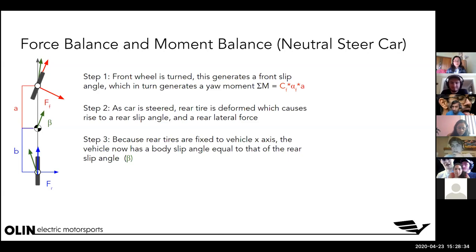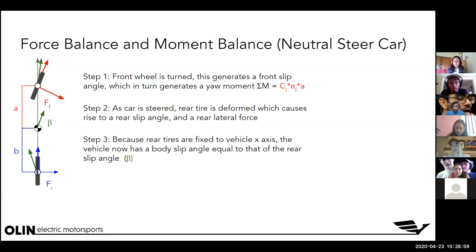I haven't gotten a satisfactory answer why this is true, except that it kind of makes sense because they're fixed to be pointing in the same direction. All right, so now our vehicle has some slip angle. Our rear wheel is moving like this, our front wheel is moving along its slip angle, and our vehicle is now moving along its third slip angle.